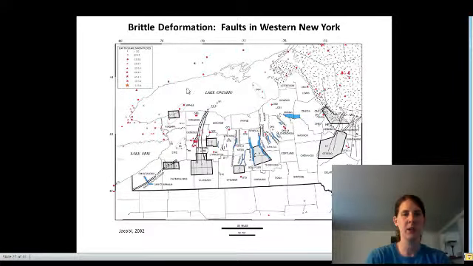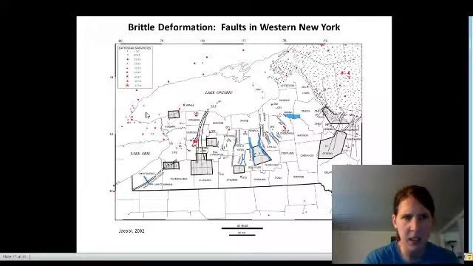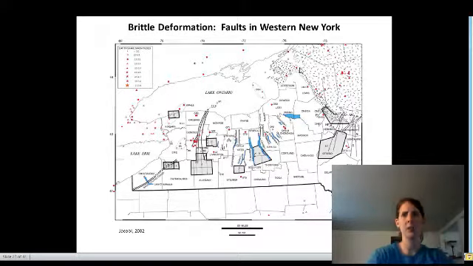So this is just showing earthquake magnitudes over, I'm not sure how many years. But there have been a number of recorded earthquakes around the western New York region in recent history due to these small-scale fault zones and fault regions.